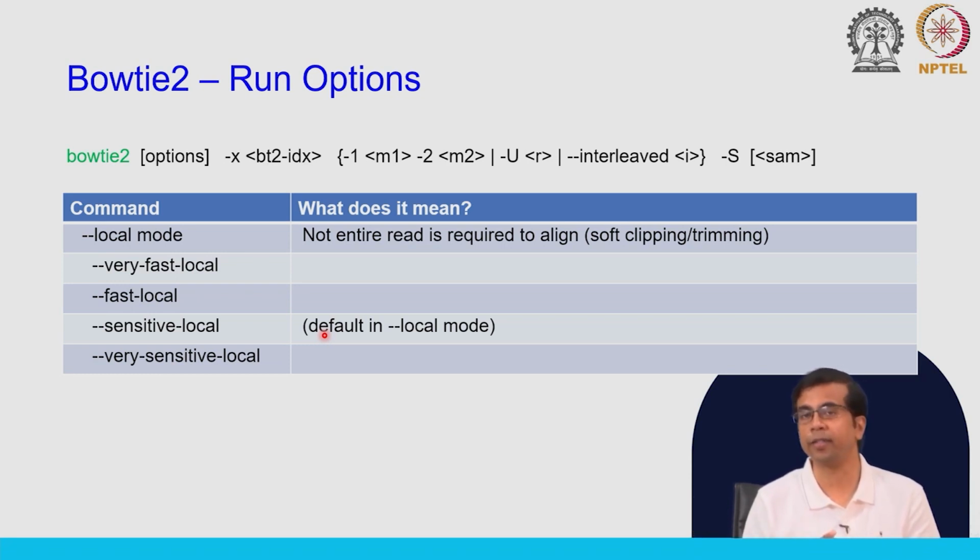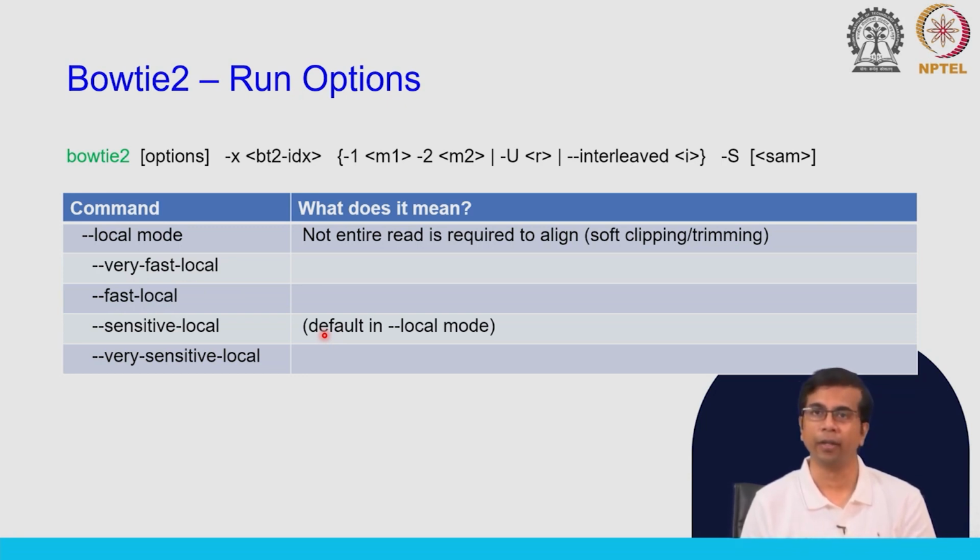And so, in that case, it will probably find better matches in the reference sequence. Okay. So, in some cases, this --local mode is very useful, and we use this option. Again, as in end-to-end mode, we have different options. You can say --very-fast-local, --sensitive-local, and --very-sensitive-local, right. Again, there is this speed and accuracy trade-off.